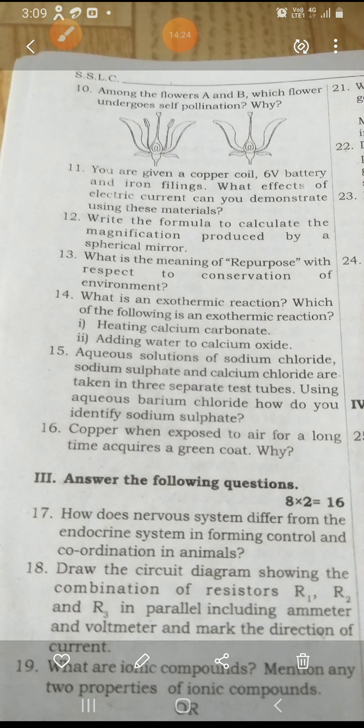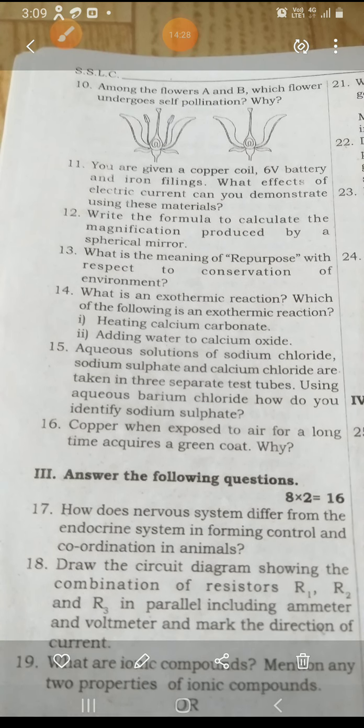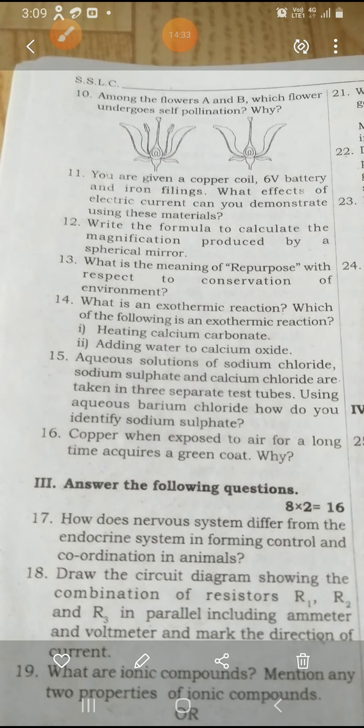If the product cannot be used for its original purpose, then such a product can be used for some other purpose. That's the repurpose. And the reaction in which heat is liberated is called an exothermic reaction. Barium chloride gives the white precipitate with the sodium sulfate, but not with the sodium chloride and calcium chloride. Okay, next, the 16th answer will be copper carbonate will form, when copper reacts with the atmospheric carbon dioxide, CO2, right? So these are some important answers, right?